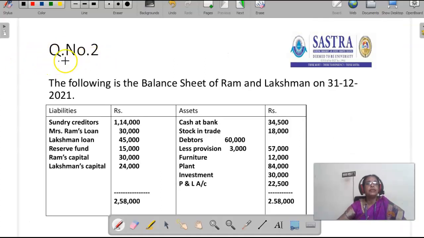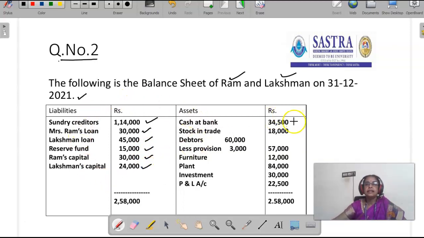Question number 2, dissolution. The following is the balance sheet of Ram and Lakshman on 31st 12/2021. Sundry creditors 1,14,000. Mrs. Ram's loan 30,000. Lakshman loan 45,000. Reserve fund 15,000. Ram capital 30,000. Lakshman capital 24,000.